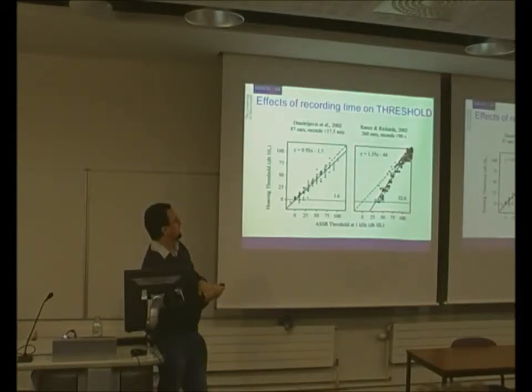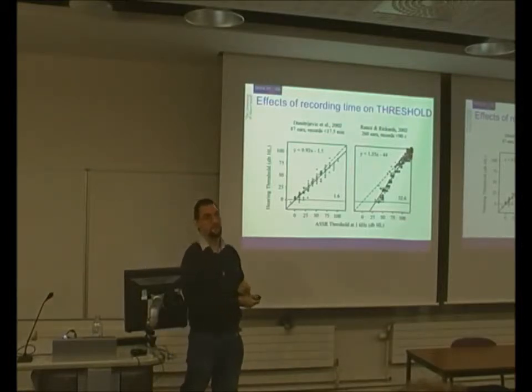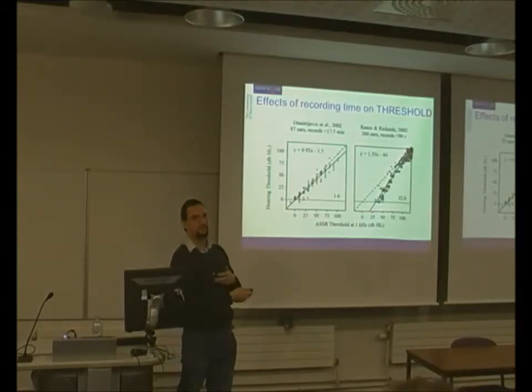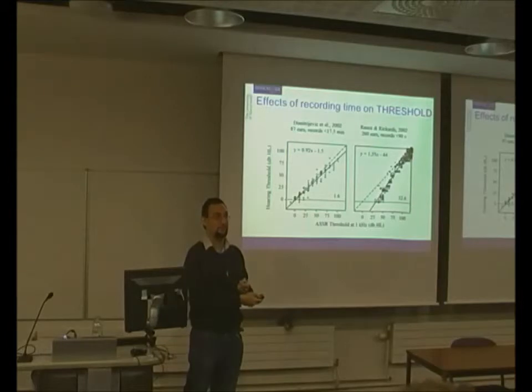And you can see that there's a reasonably good match, but again, it's not ideal. There's still quite a big range. So if you took an ASSR threshold here, there's quite a big range of thresholds that it could have been. It's not bad, but we'd like it a bit better if possible. And this study doesn't really tell us, we can't analyse it over different recording times and produce some inferences about what the best recording time might be.